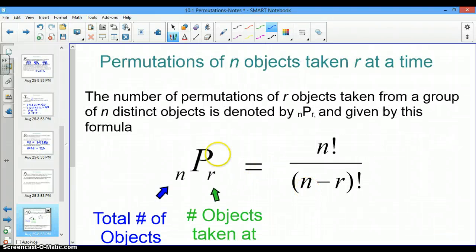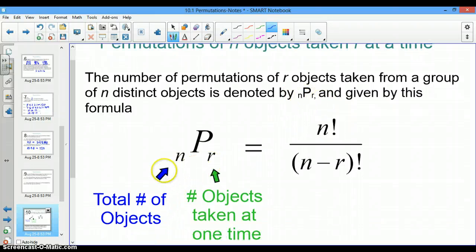Now there is a permutations button where the number of permutations of these objects taken from a group is denoted by nPr. n is the total number of objects, and r is the number of objects taken at one time. So we can use this button on the calculator.